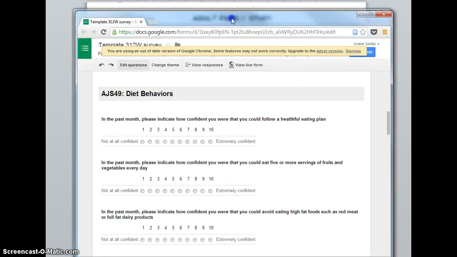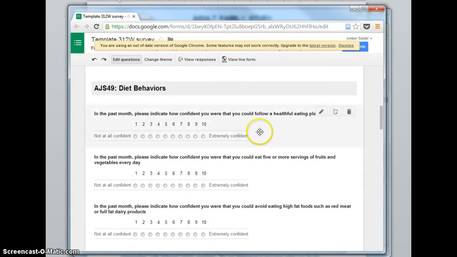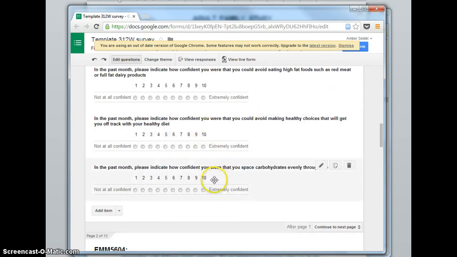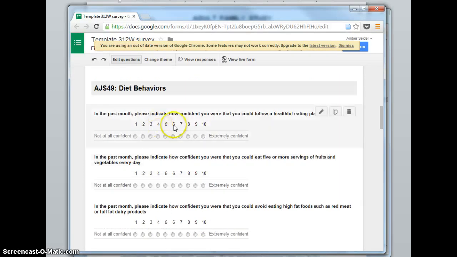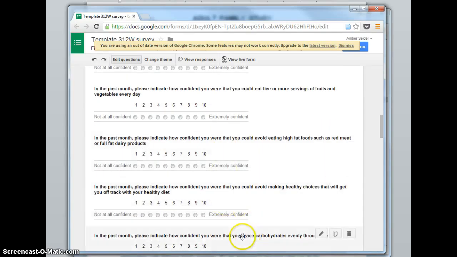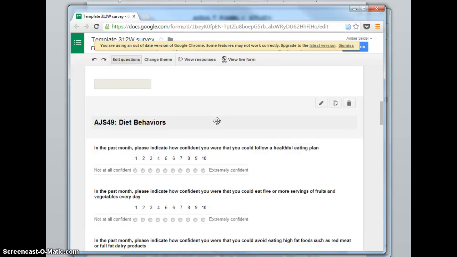Using the example from the Google Doc survey, we also have scales. Scales always can range. This one is 1 to 10, starting with not at all confident to extremely confident. Now with a scale, it still generally will have several items. So this is the diet behavior scale, and as you can see here, there's 1, 2, 3, 4, 5 questions that we're asking, and again we're going to sum these up together to measure this variable of diet behavior.